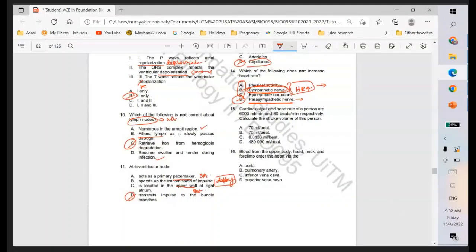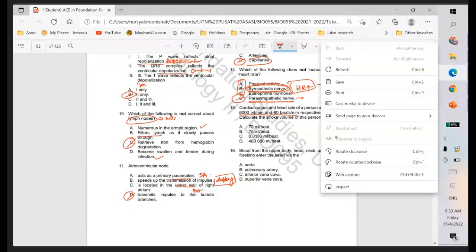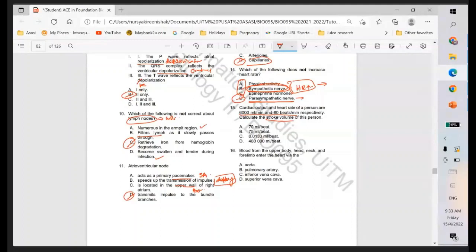So number 15, Amin also. Number 15. Cardiac output and heart rate of a person are 6,000 ml per min and 80 beats per minute respectively. Calculate the stroke volume of the person. So we use the formula cardiac output equals stroke volume multiplied by heart rate. Given the cardiac output and heart rate, we put them in the formula and then we get B, 75 ml per beat.